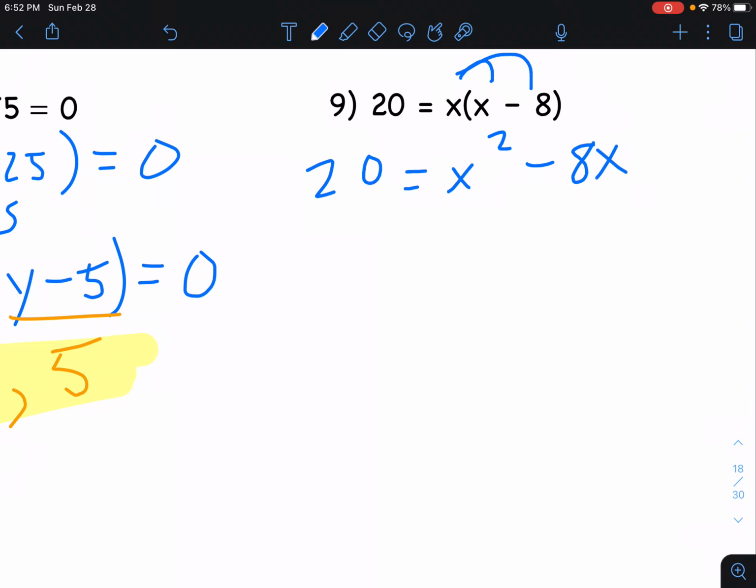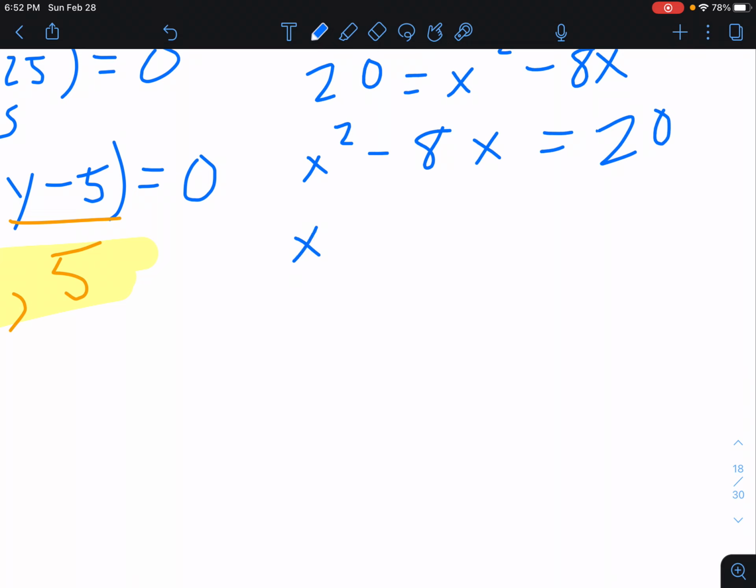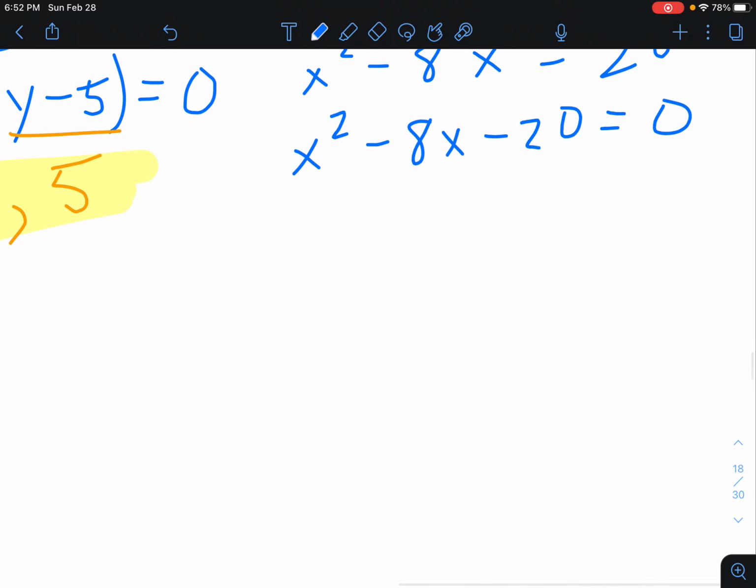And then let's turn it around so it looks more normal. And then we want it set equal to 0 so that we can factor or use the quadratic formula. Either one is fine with me on a test, just as long as you're showing work. Can this be factored? Let's check. Looks like an easy trinomial.